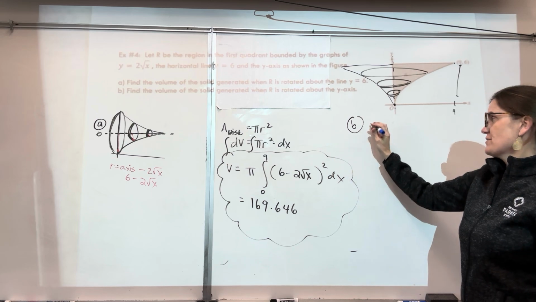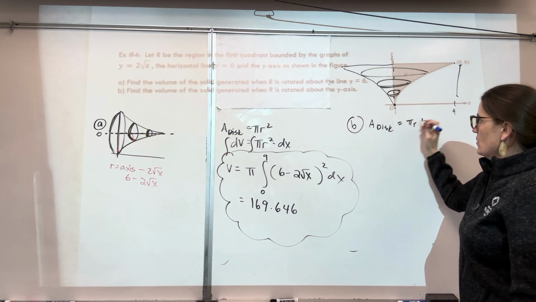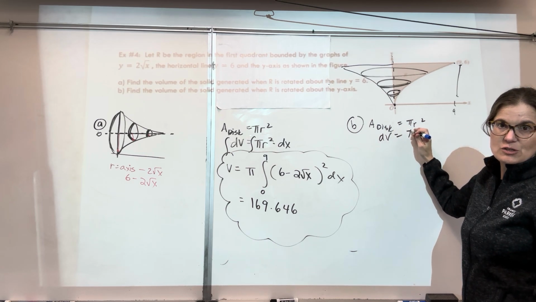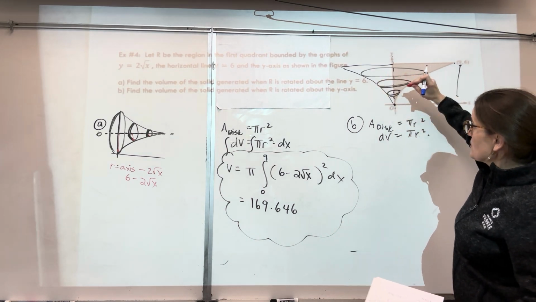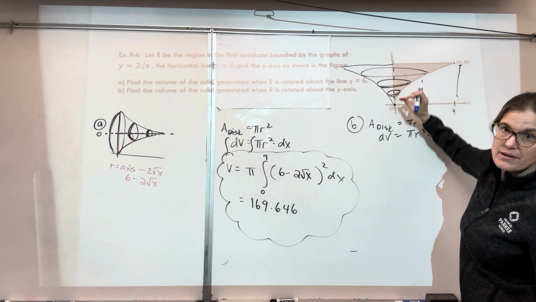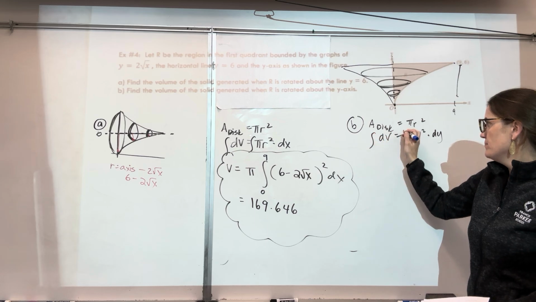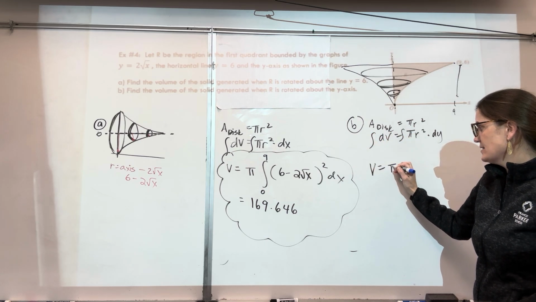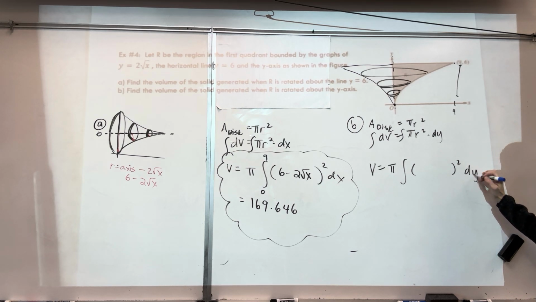Okay, so you're still starting off with saying that the area of a disk is still pi r squared. The volume of one of those disks is still just pi r squared times the thickness. But this time, we're rotating this way, so the thickness is going to be a change in y. So it's going to be a dy. And then we're going to add them all up. So now the volume will equal pi times the integral of whatever the radius is squared with respect to y.